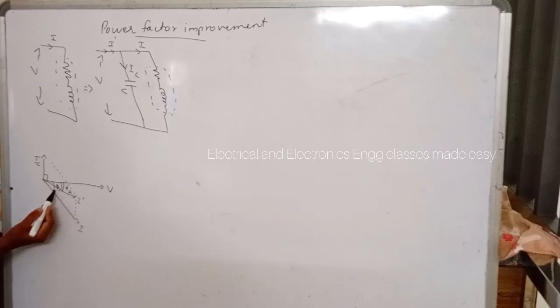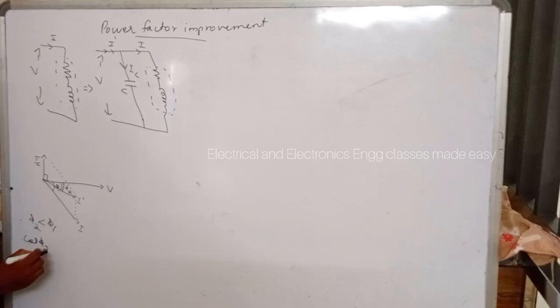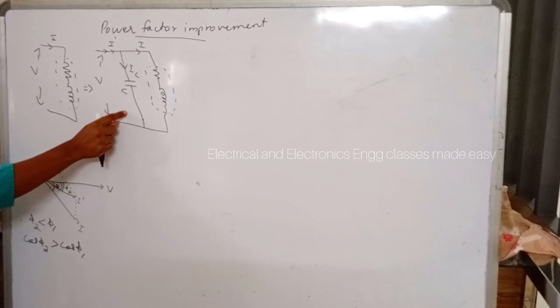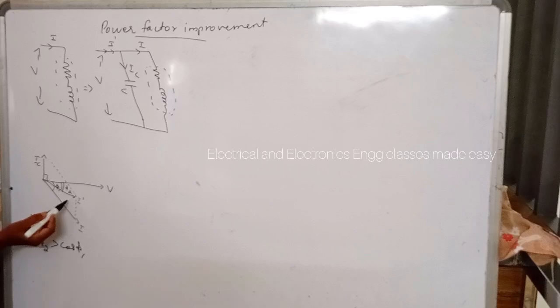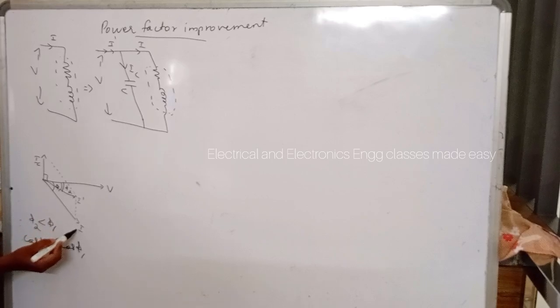That is, phi 2 is less than phi 1, so that cos phi 2 will be greater than cos phi 1. That is, the power factor of the load is improved. So the addition of the capacitor in parallel with the load improves the power factor. And here we can also note that the circuit current I dash after the power factor correction is less than the original circuit current I.